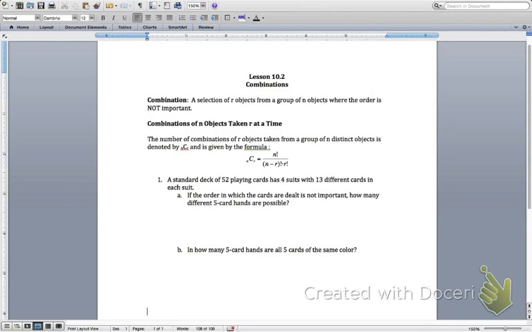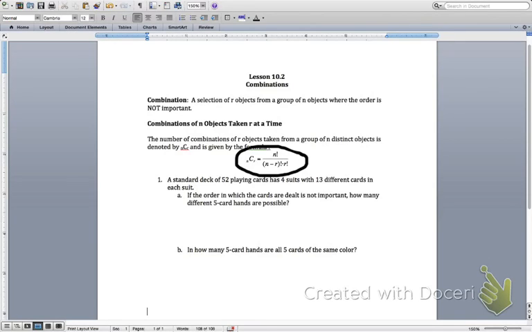Combinations of N objects taken R at a time. Very similar to permutations, we have a formula here for combinations. The number of combinations of R objects taken from a group of N distinct objects is denoted by nCr and given by the formula here. We can do this right on our calculator again, just like we did before, and for combinations, that's probably the easiest way to do it. Let's look at an example.